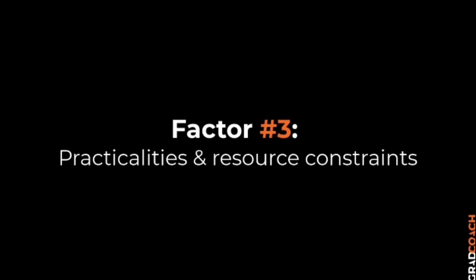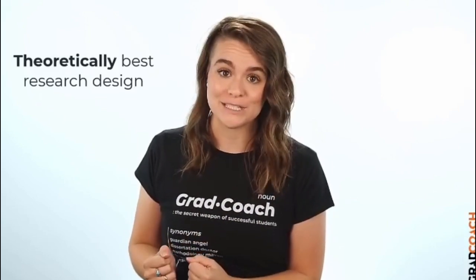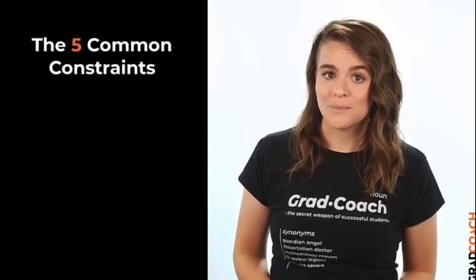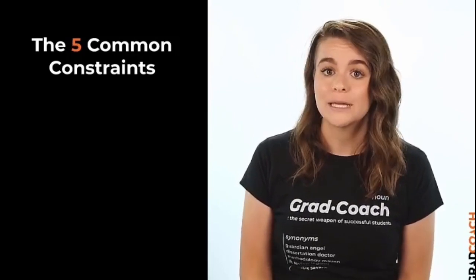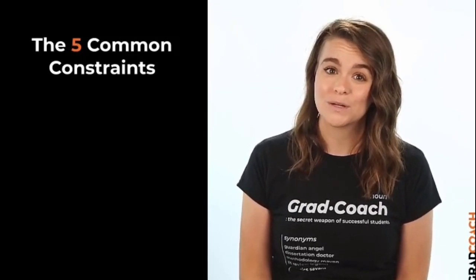Factor number 3, practicalities. When choosing a research methodology, there will always be a tension between doing what's theoretically best, in other words, the most scientifically rigorous research design, and doing what's practical given your constraints. This is the nature of research, and there are always trade-offs, as with anything else. But what constraints, you ask? Well, there are a few. When you evaluate your methodological options, you'll need to consider the following constraints and ask yourself some important questions.